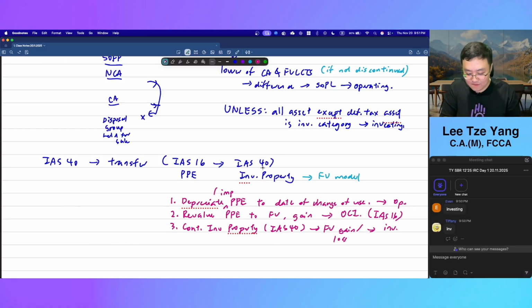Then what if investment property becomes PPE? It's the same. We need to remeasure the fair value under investing first. Then only you start PPE. So I think this one you can understand. Just follow the original accounting standard.